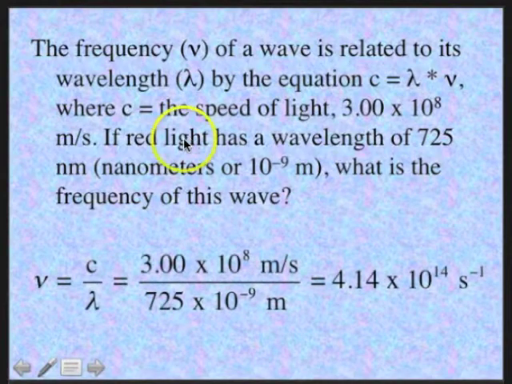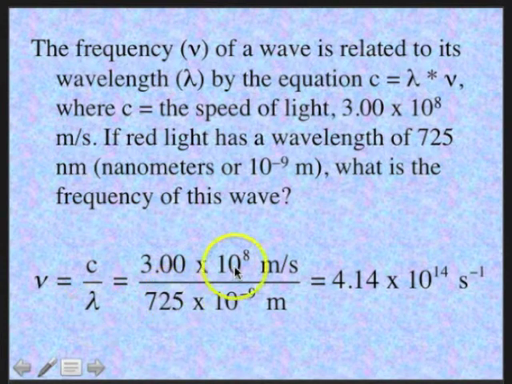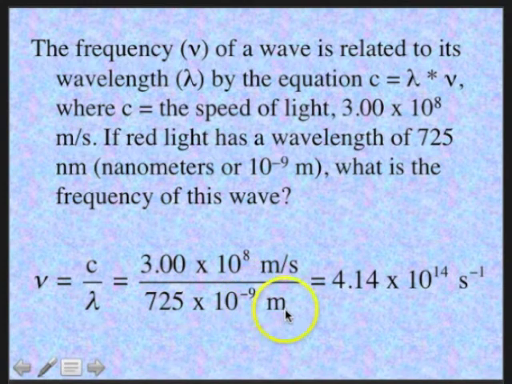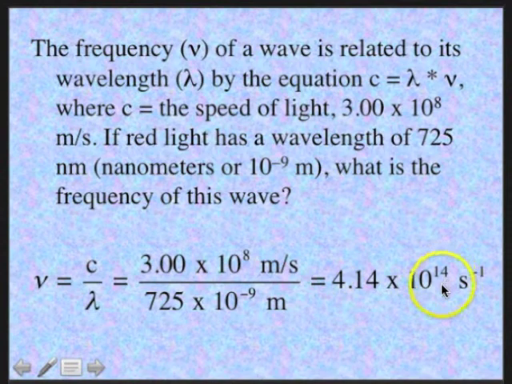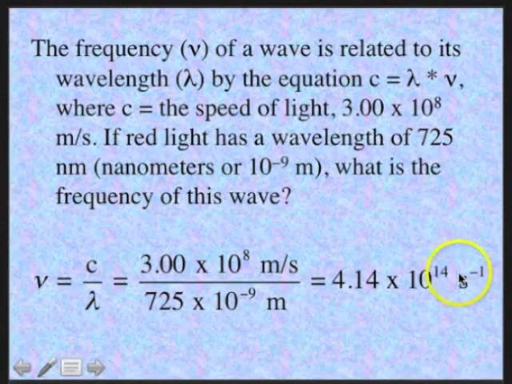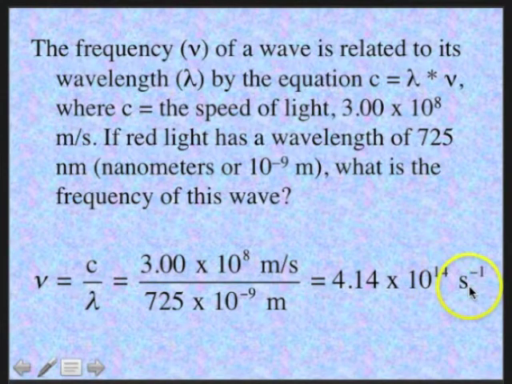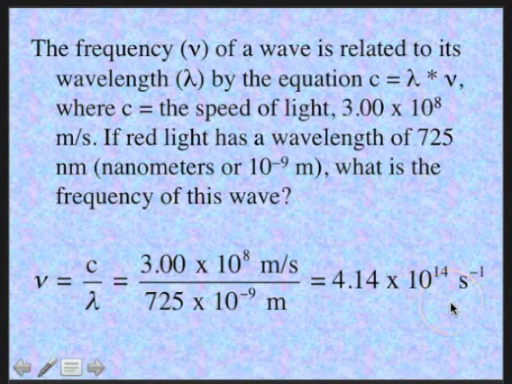Okay, the frequency is going to equal the speed of light divided by the wavelength. 3 times 10 to the 8 meters per second divided by 725 times 10 to the minus 9 meters. So you should have gotten 4.14 times 10 to the 14 cycles per second. We don't use the word cycles when we describe frequency, but we simply put the abbreviation for seconds, minus 1, or 1 over seconds, to represent cycles per second.